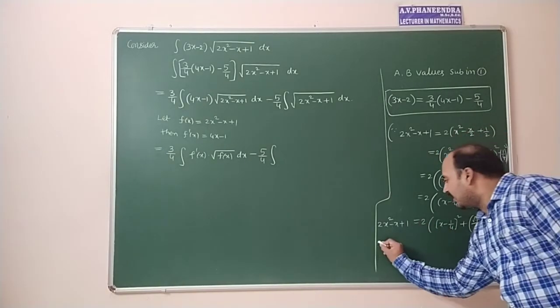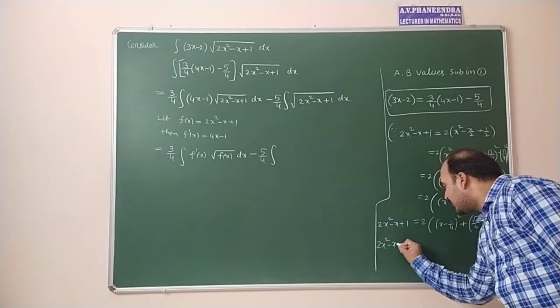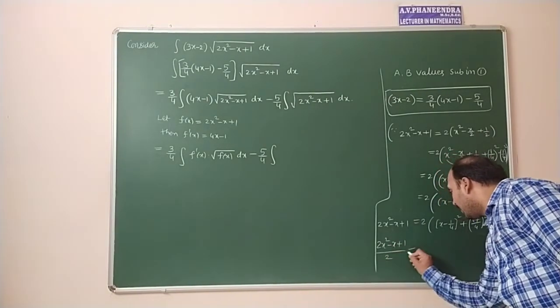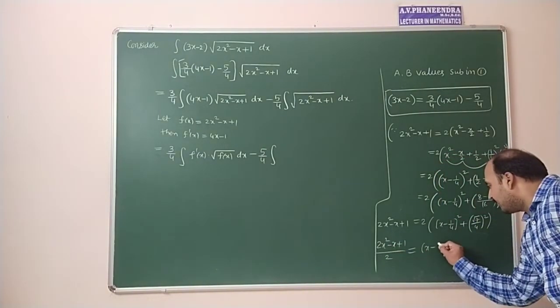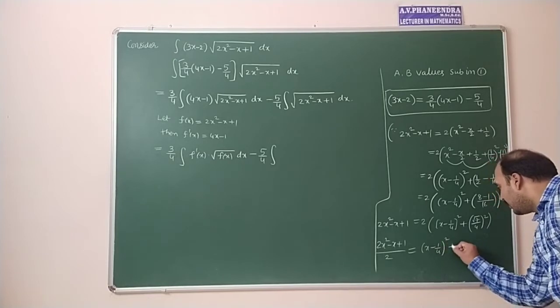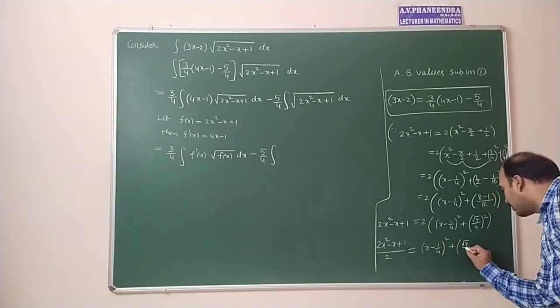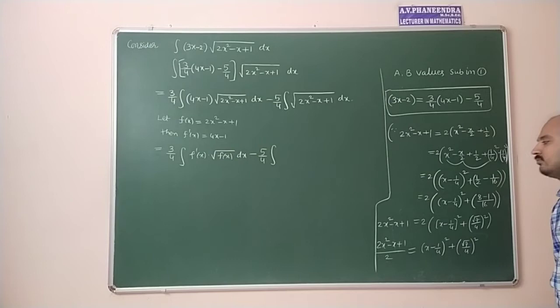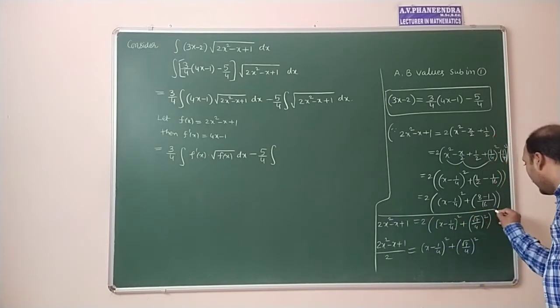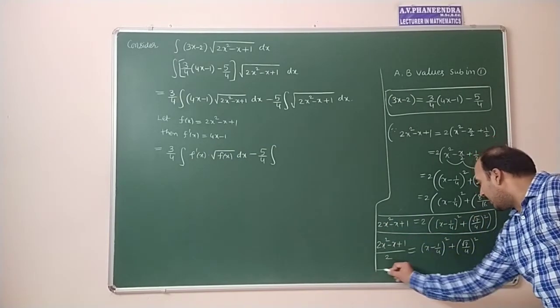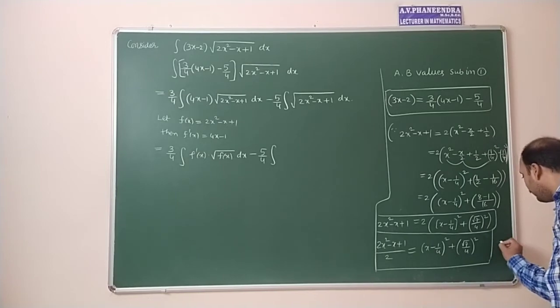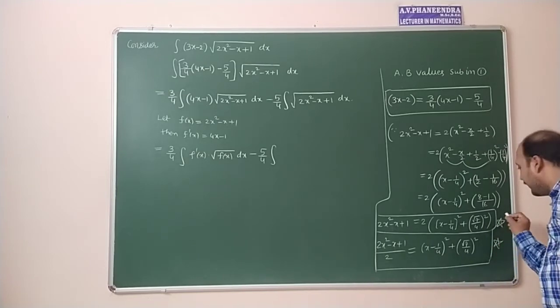Now 2 we can take to this side. 2x square minus x plus 1 divided by 2 is equal to x minus 1 by 4 whole square plus root 7 by 4 whole square. Both are important. Both the values we require, this value as well as this value. We will use this step in the coming steps.